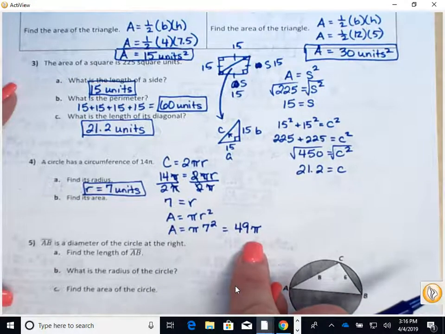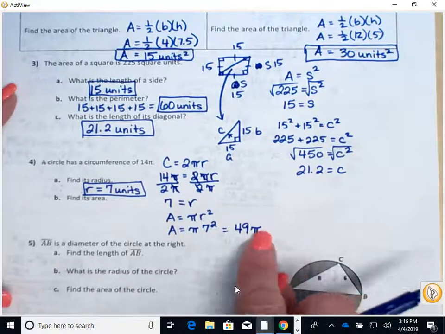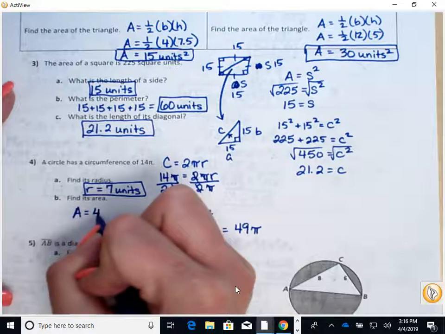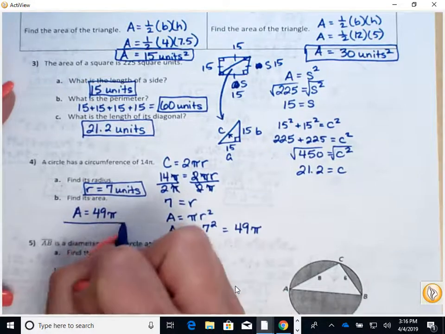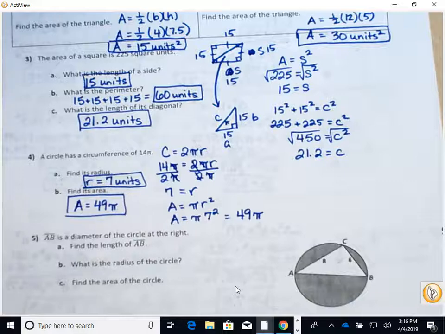You could replace pi with 3.14, but then you're getting a rounded answer. I prefer an exact answer, so let's keep it as 49 pi. And area is units squared. I didn't write it in there, but that's what that would be.